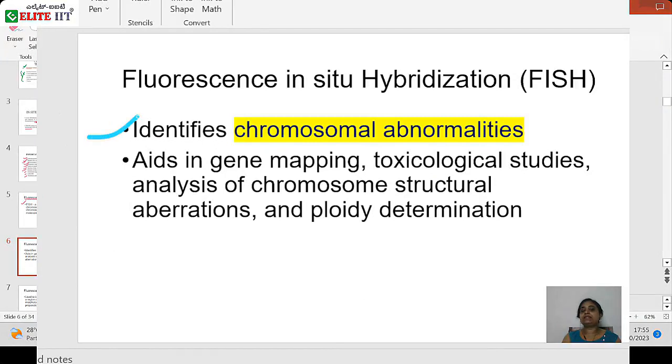This method identifies chromosomal abnormalities, and it aids in gene mapping. So you can do gene mapping, toxicological studies, analysis of chromosome structural aberrations, and ploidy determination. These are the applications where you can use the FISH method. Okay, the main purpose is to identify the chromosomal sequence.